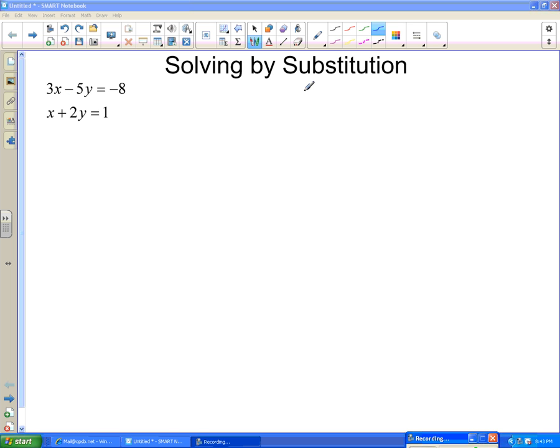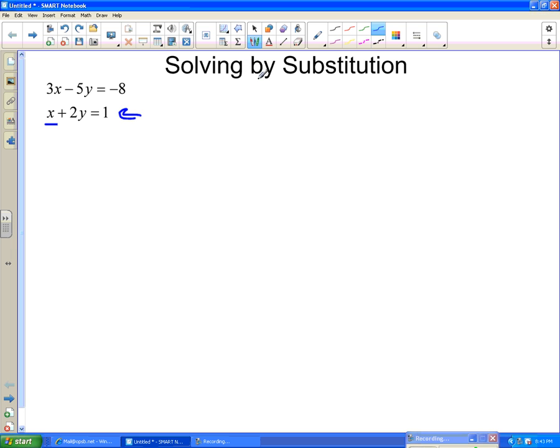If I'm going to use the substitution method, the first thing I want to do is look at my system and pick an equation that would be easy to work with, and look for a variable that has a coefficient of 1 or negative 1, and that would be the variable that I'm going to solve for. So when I look at this system, the obvious choice is going to be this equation right here. I'm going to work with this one first, and I'm going to solve for x, since x has a coefficient of 1.